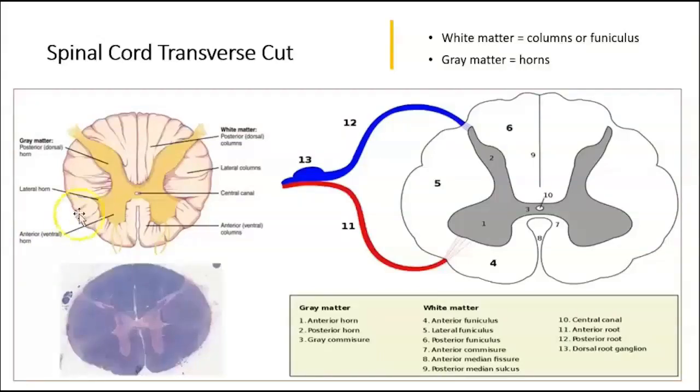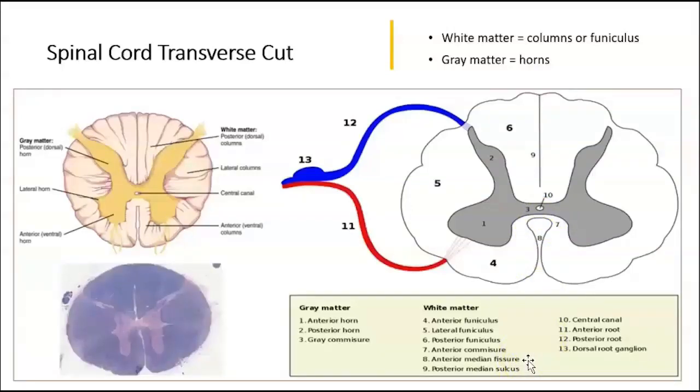The gray matter is connected by this area right here in the middle. That's called the gray commissure. In the middle of the gray commissure, we're going to have a hole. This hole is called the central canal. The central canal will allow the flow of the cerebrospinal fluid through your spinal cord. Posterior to the central canal, you're going to have the posterior median sulcus. And anterior to the central canal, you're going to have the anterior median fissure.